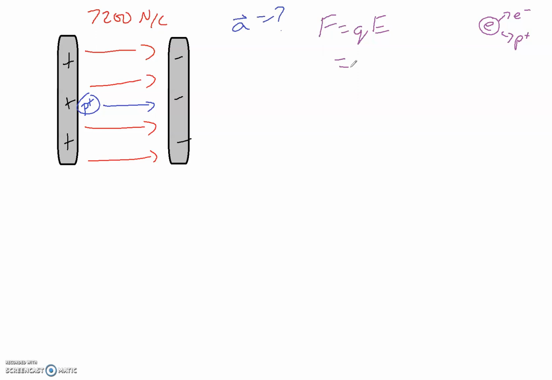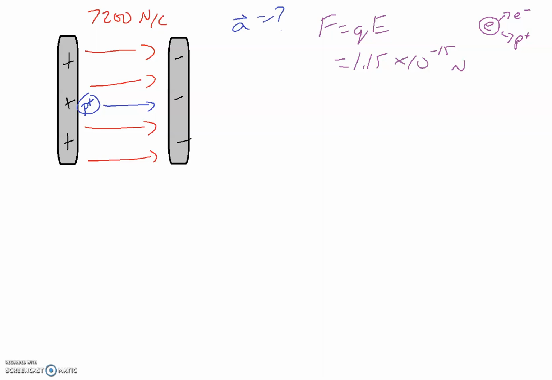So for Q, we have 1.6 to the power of negative 19, and then we just multiply that by the 7,200 for my electric field. I've got a force of about 1.15 times 10 to the negative 15 newtons, which seems like a really small force, which it is, but keep in mind how unbelievably small these things are. So really tiny forces can do unbelievable things.